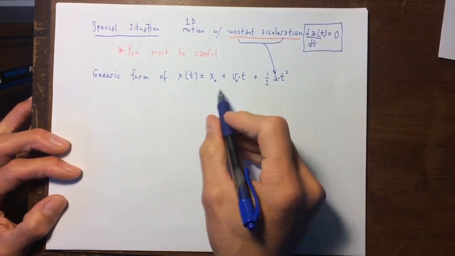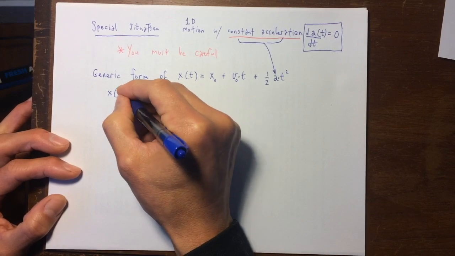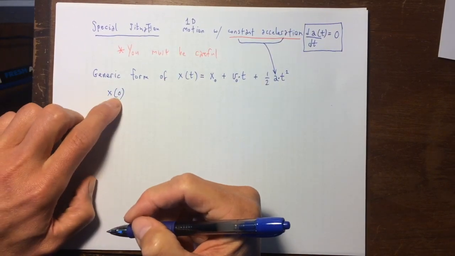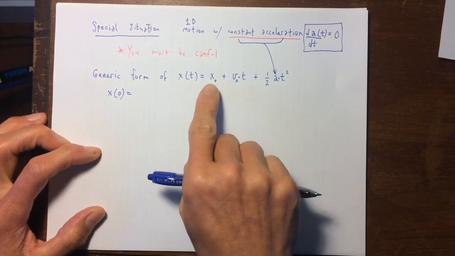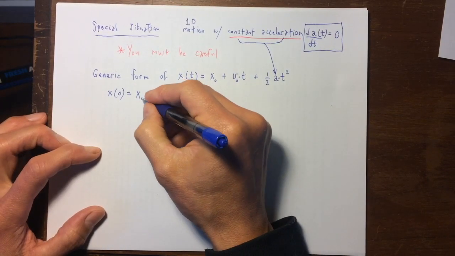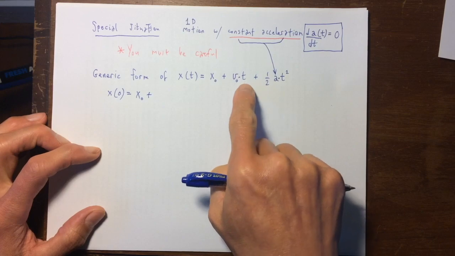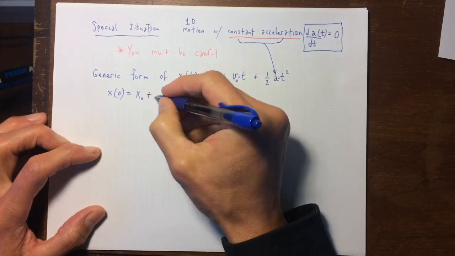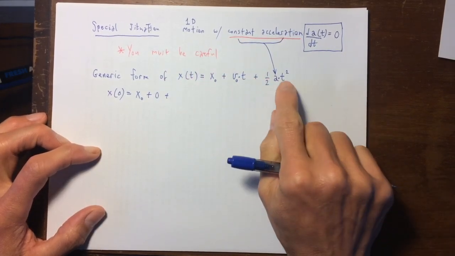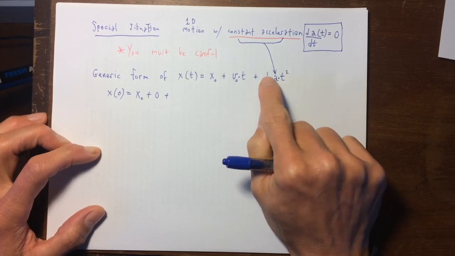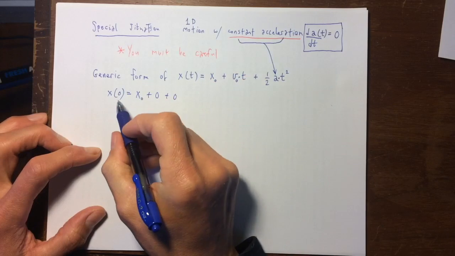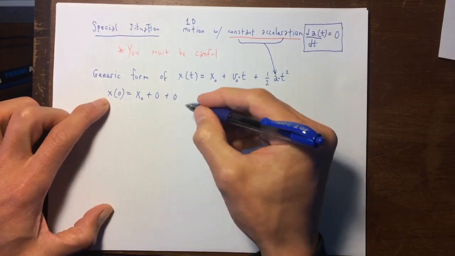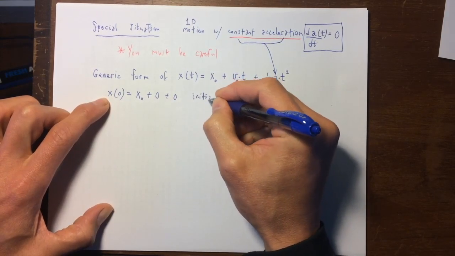So if I ask what is the position at time t equals 0, it's just equal to x sub 0 plus 0 times v naught plus 0 squared times a divided by 2. Another 0. So x of 0 is just the initial position.